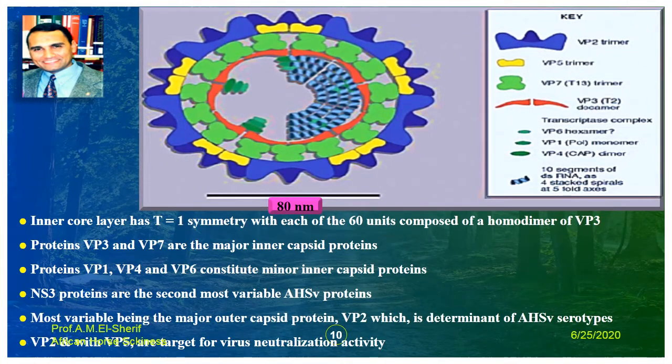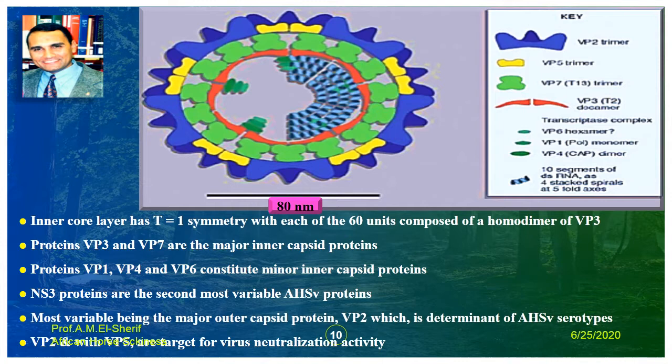In this second diagram, we noted that the inner core layer has T equal 1 symmetry with each of the 60 units composed of the homodimer of VP3, or virus protein 3. Proteins VP3 and VP7 are the major inner capsid proteins. Proteins VP1, VP4, VP6 constitute minor inner capsid proteins.